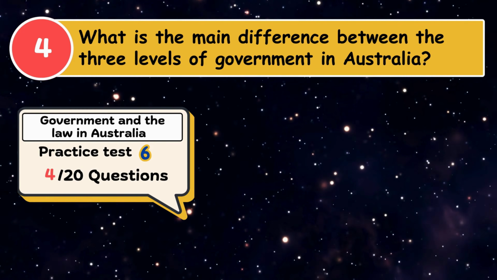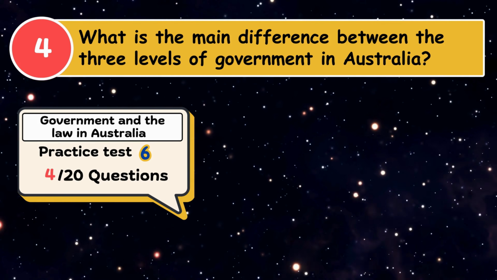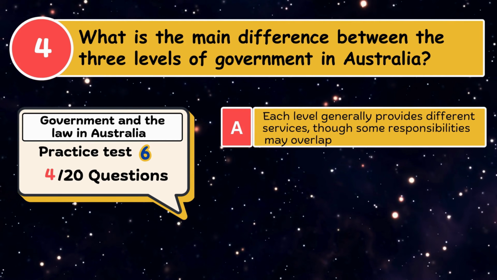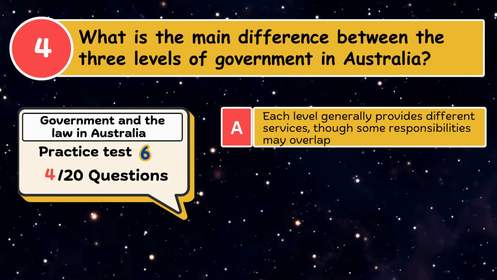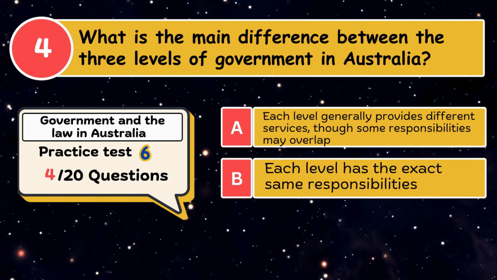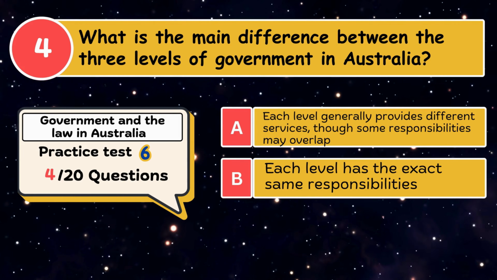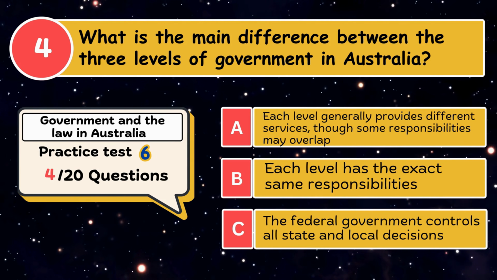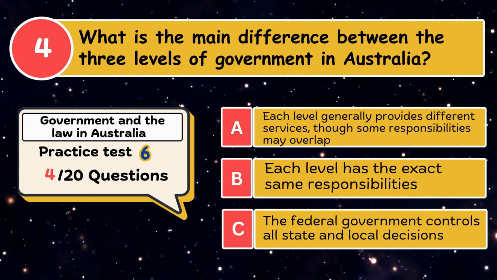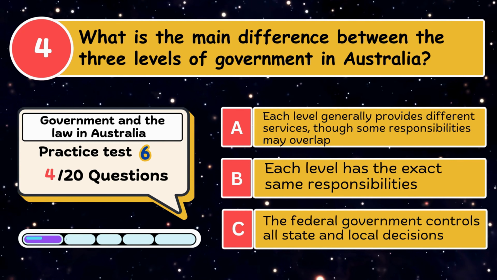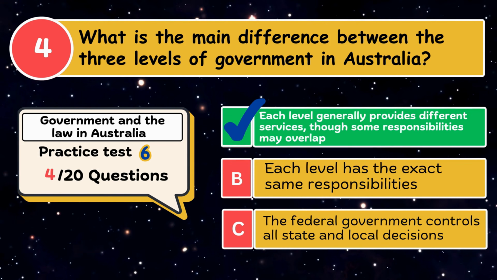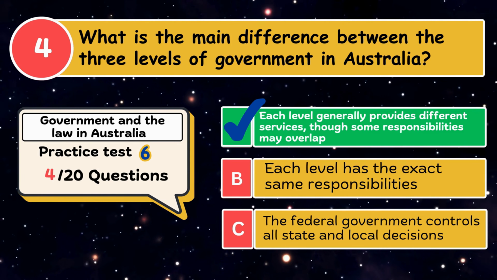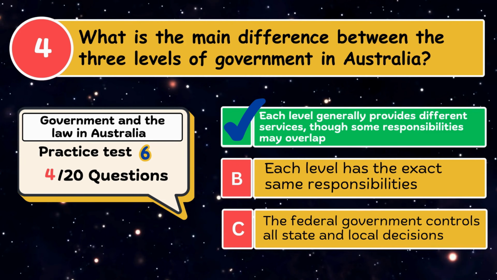What is the main difference between the three levels of government in Australia? A. Each level generally provides different services, though some responsibilities may overlap. B. Each level has the exact same responsibilities. C. The federal government controls all state and local decisions. The correct answer is each level generally provides different services, though some responsibilities may overlap.